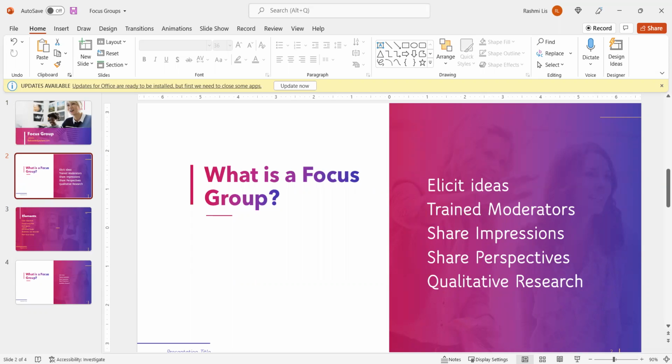from stakeholders. So a focus group is basically a means to elicit ideas and opinions about a specific product, as I mentioned earlier, a service or opportunity in an interactive group environment. Now, the participants are normally guided by a trained moderator or trained moderators.